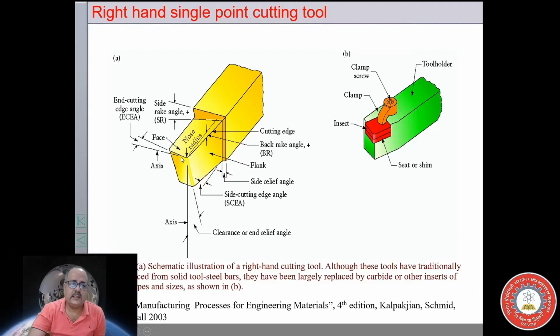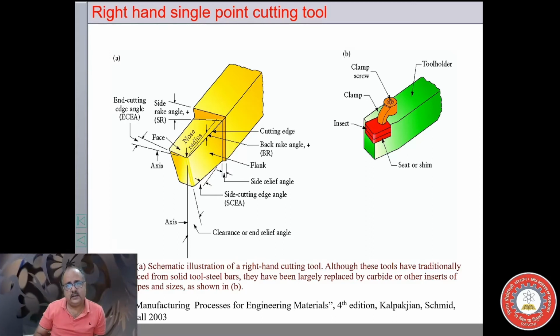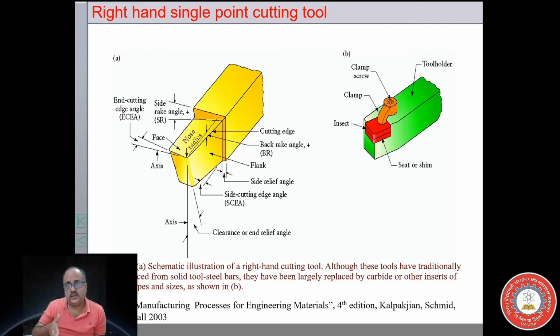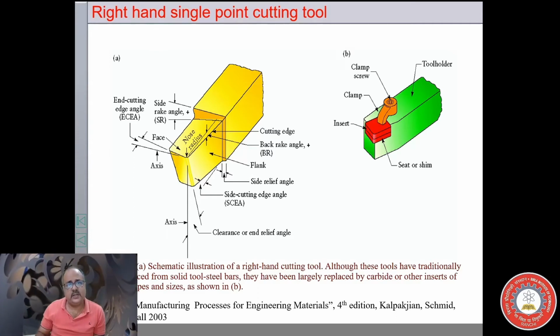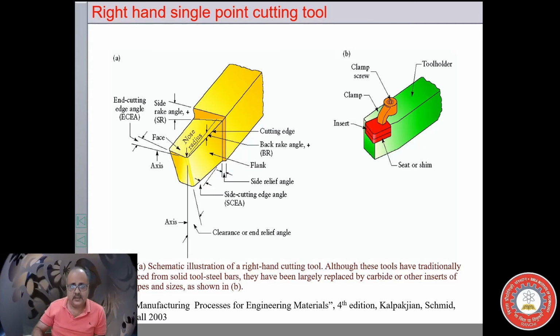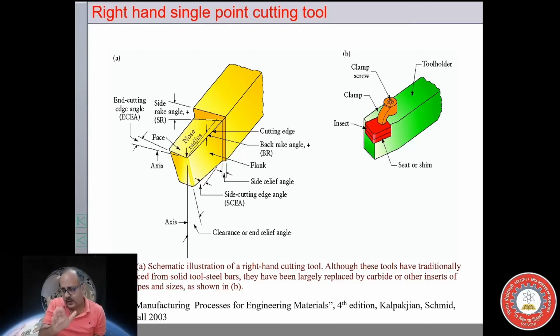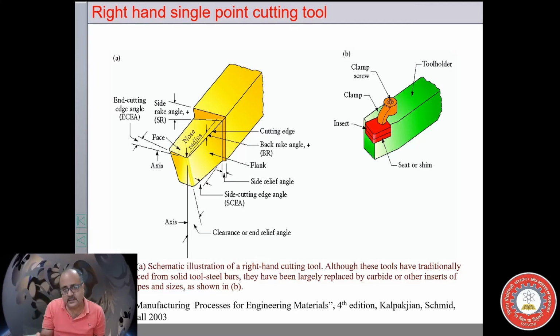So here the end flank is inclined downwards in this manner so that it does not touch the workpiece. That is the clearance angle we have discussed in the tool chip interference model. So it is that clearance angle. So it is inclined backwards. So that is the end relief angle. And also it is inclined in this direction also. So you can see here. So it is in this direction. So that away inclination is called the end cutting edge angle.